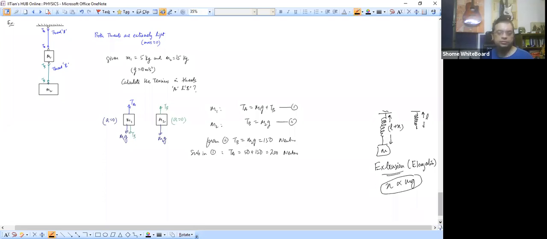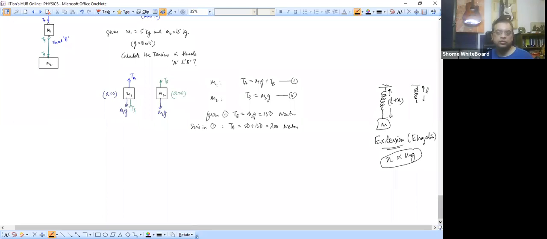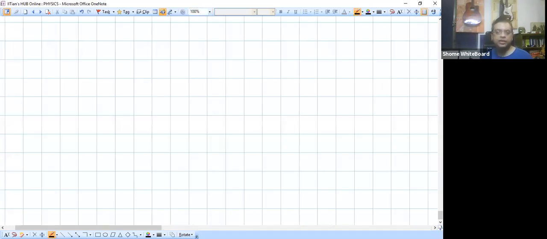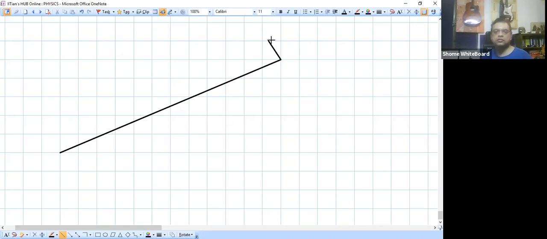Okay, let's move on to another example. Okay, good. Okay, let's move on to our next example. Now here we'll have to come back to resolution of forces. So this time what is happening is that we have an inclined plane like this, with a kind of wall at the top. Okay.